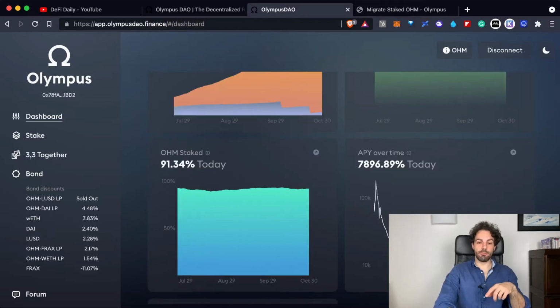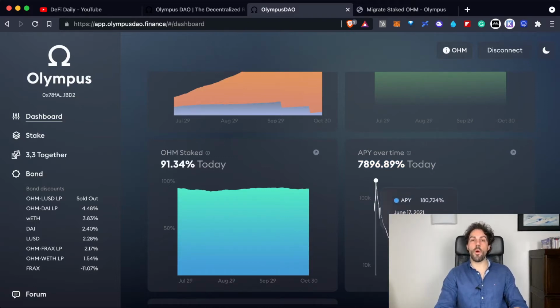Okay, here you can also find the APY over time, and as you can see, starting from June, the APY went up to 180,000, and since then has decreased to where we are right now, around 8,000.